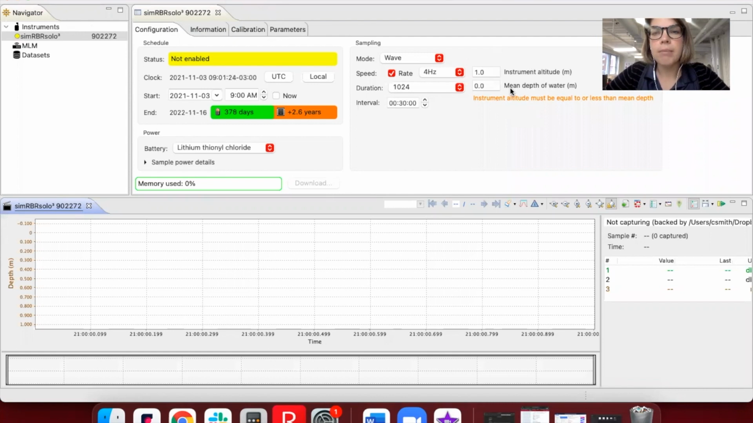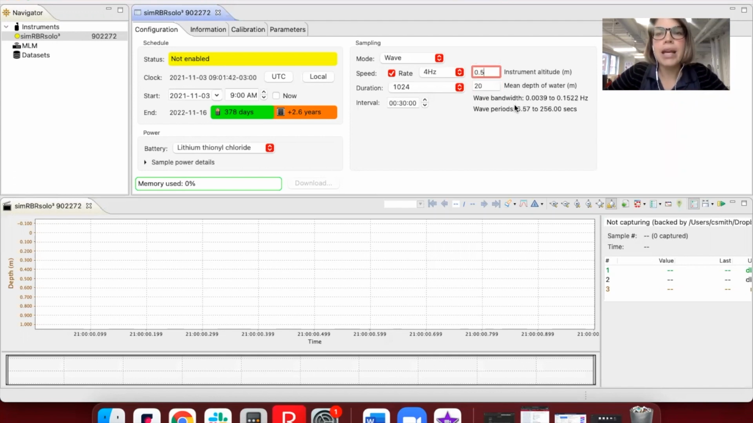So the mean depth of water is how deep the water is. So here, perhaps you're in about 20 meters of water. And this other one here is called the instrument altitude. It's how far off the bottom you are. So perhaps you have a frame that you're mounting your logger onto, and it's maybe a half a meter from the bottom.